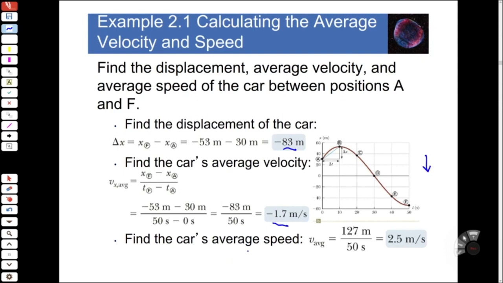The car's average speed, however, is the total distance that it has moved divided by time. So it has moved from here to here, plus this distance here, because we are now calculating distance. So it should give you 127, and the average speed is 2.5 meters per second.